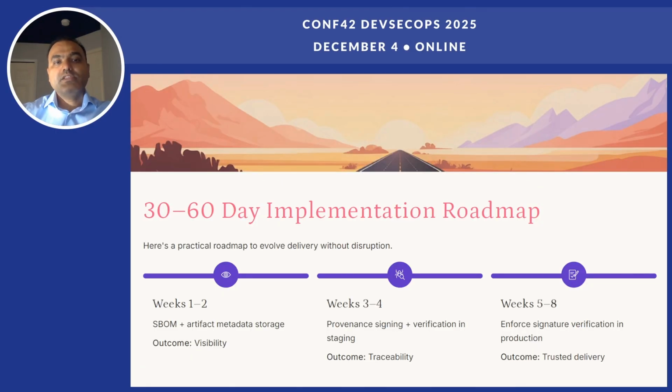One of the biggest misconceptions is that supply chain defense requires a massive, all-at-once transformation. It isn't. You start small. Begin by generating SBOMs automatically, then add signing and provenance in CI, test verification in staging, and once the process is stable, enforce it in production. This phased approach keeps delivery smooth and builds organizational confidence.